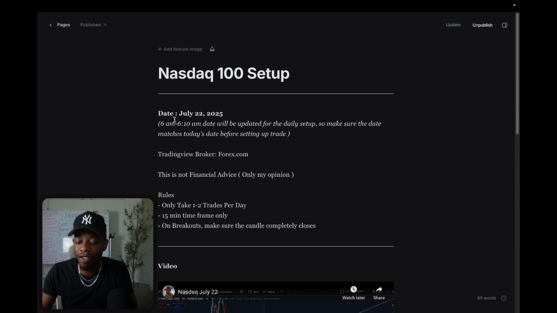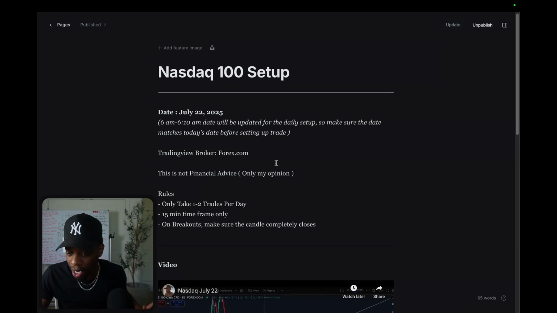So what happens is every morning at 6 a.m. Eastern time, you will see this date update, right? And that is just an indicator of, hey, the date is actually updated and everything in here is new and fresh and you need to be paying attention for this particular day. So this day is actually July 22nd. So this is from this morning, all right?